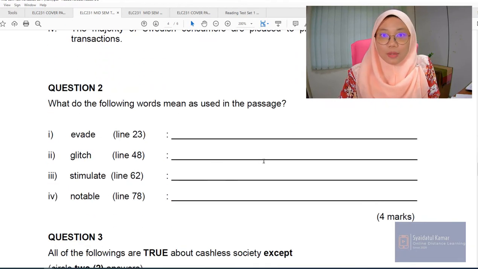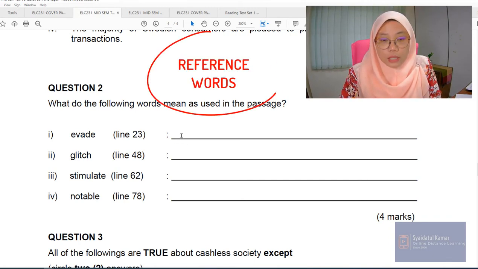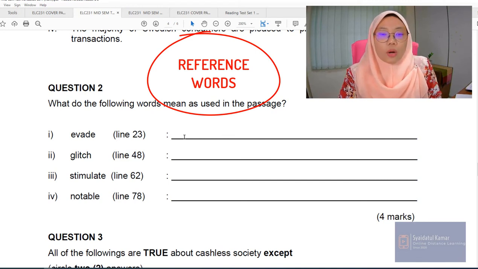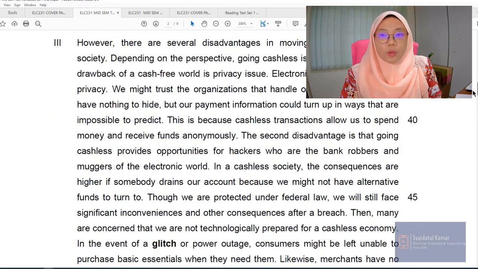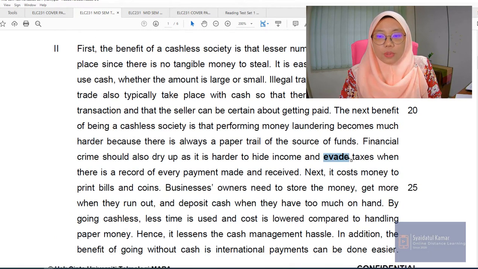Next, let's take a look at question number 2. What do the following words mean as used in the passage? For these questions, this is testing your ability in reference words, which is another reading strategy. To be able to answer these questions, you have to take a look at the word here, and then line 23. Go to line 23, and this is the word.